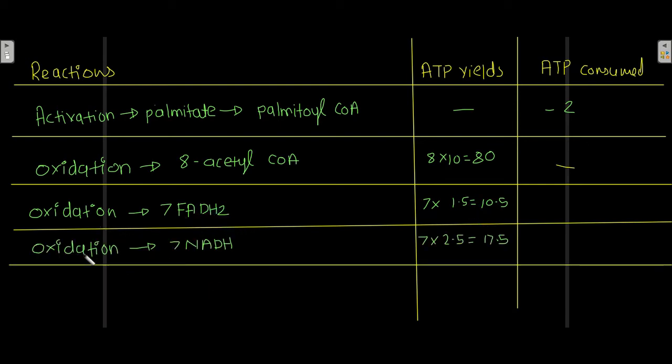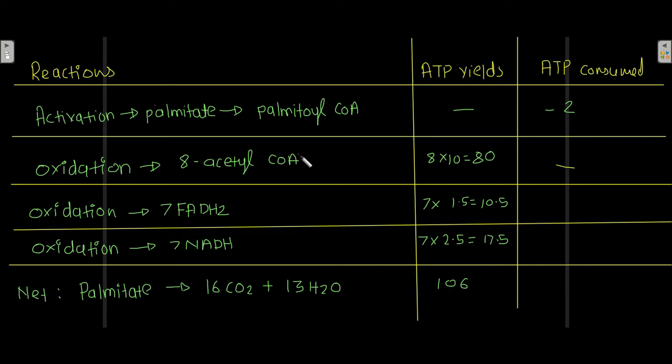Now oxidation of 7 NADH. When 7 NADH are oxidized, 7 into 2.5, that is 17.5 ATP are produced. So overall, when palmitate is converted into 16 carbon dioxide and 13 H2O molecules, this reaction produces 106 ATPs. 80 plus 10.5 plus 17.5 gives you 106 ATPs.